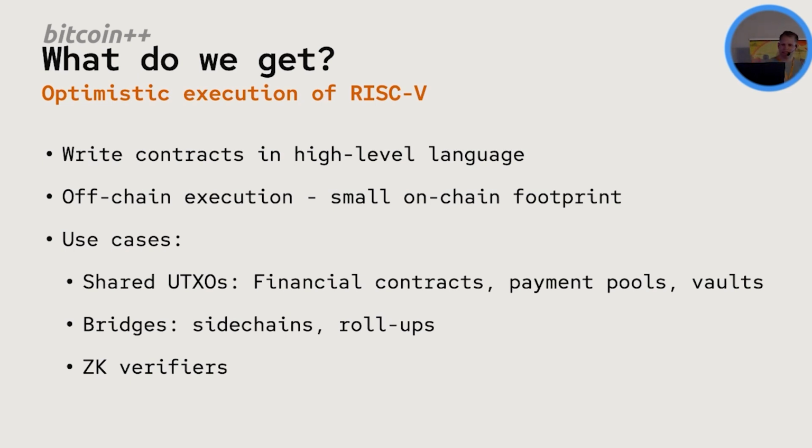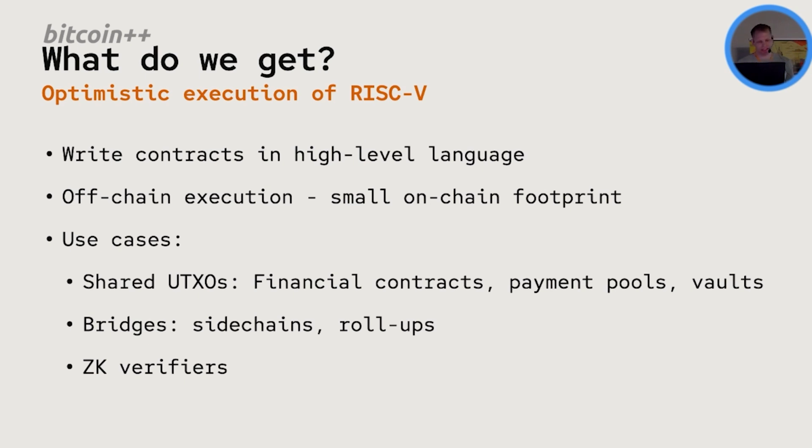If you have this full suite of tools where we can write high-level languages and compile it down to Bitcoin script, I think that would be very helpful in getting more developers working on Bitcoin scripting. Since it's optimistic, all the execution is happening off-chain. That means you get a very, very small on-chain footprint, which is nice from a chain and fee perspective.